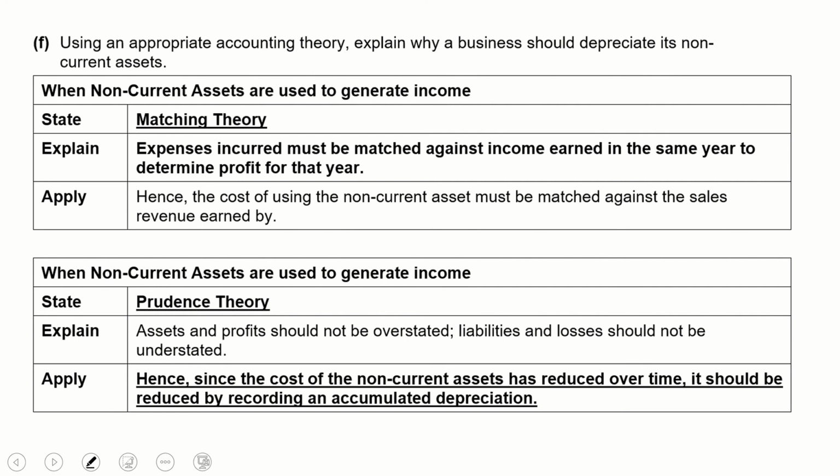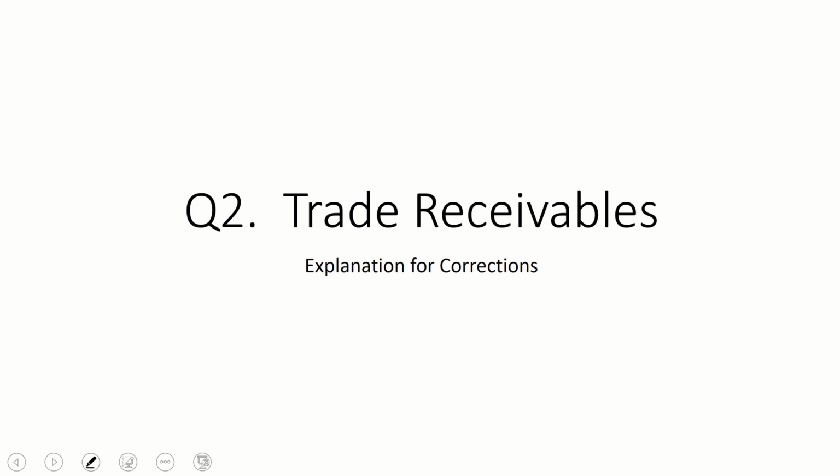Theory-wise, most students are able to do this. You are able to state and explain why a business should depreciate its non-current asset. This is really just memory work. You should put in effort to memorize the accounting theory. And with this, we are done with the first question. The second question deals with trade receivables.